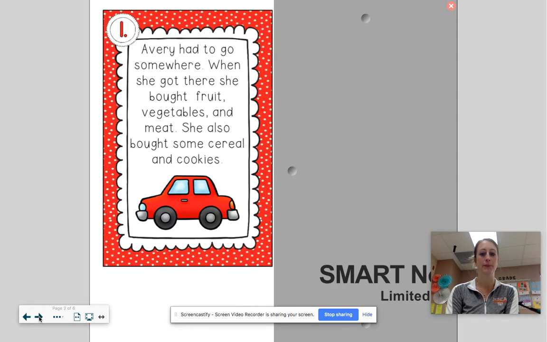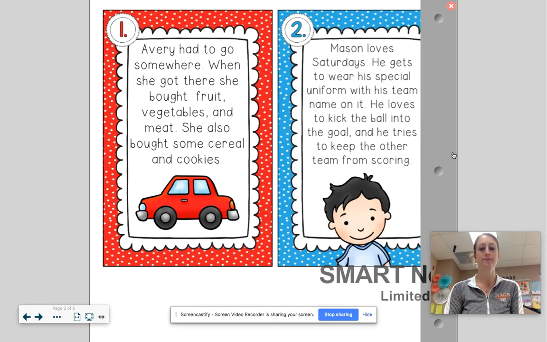So here's an example. Avery had to go somewhere. When she got there, she bought fruit, vegetables, and meat. She also bought some cereal and cookies. Well, we're taking some of the words and the clues from in here, and then we're thinking about what we know. So think about in Morris, Minnesota, where would we go to buy fruit, vegetables, and meat? Well, I bet I'm inferring, or figuring out using my brain and then what I read, that she went to the grocery store.